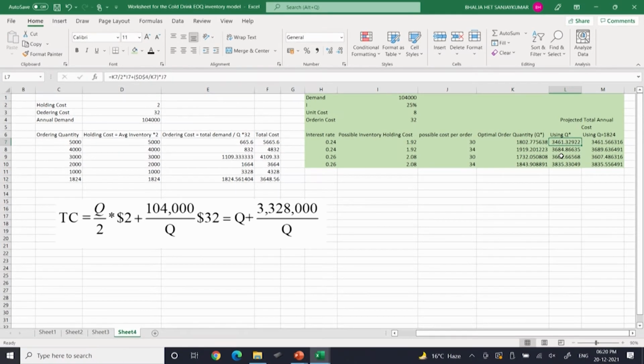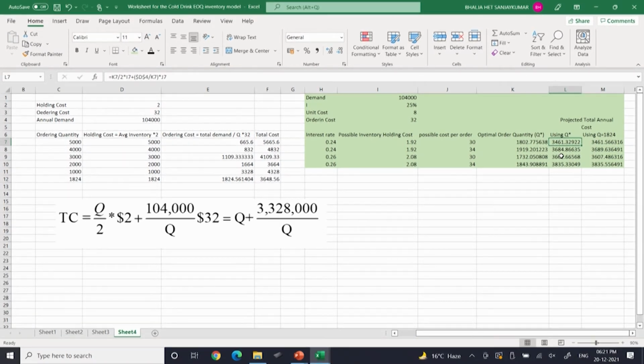But initially we know the value of Q is how much? 1824. For this set of inventory holding cost and ordering cost, if you order 1824 units, the total cost is 3461. You see that there is not much change whether you order 1802 or 1824.